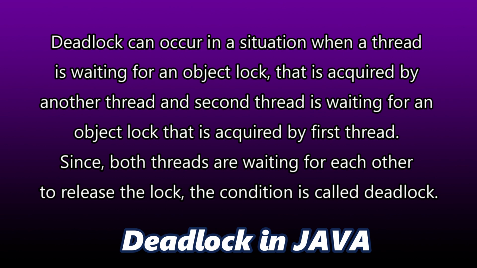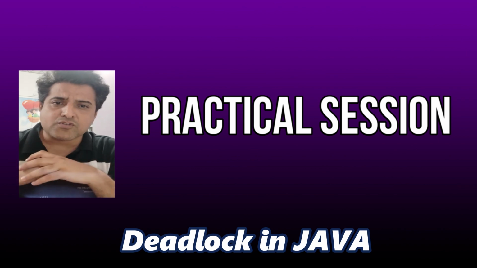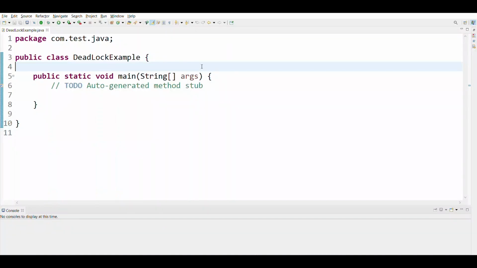In a simple way, deadlock can occur when a thread is waiting for an object lock that is acquired by another thread, and similarly a second thread is waiting for the object lock that is acquired by the first thread. Understood? Both are waiting for each other. This situation we can say is a deadlock. Let's understand this in a practical session, and how we can resolve this deadlock situation. That also we will cover. So let's start our practical session.